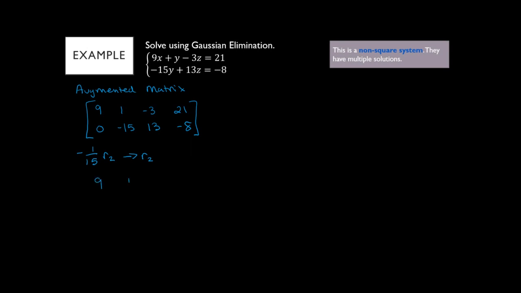We have 9, 1, -3, and 21 for the first row. Second row is now going to be 0, 1, -13 over 15, and then a +8 over 15.